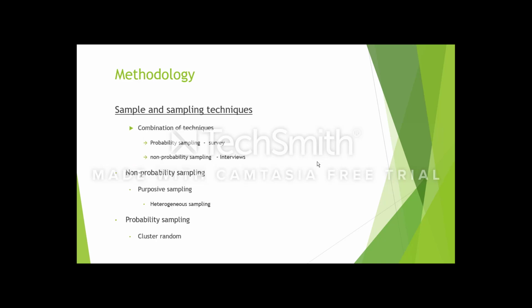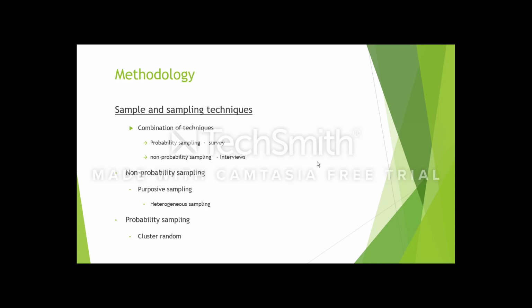Now we came to sample and sampling techniques. In this research, we use a combination of techniques: probability sampling and non-probability sampling. For probability sampling, we use surveys, and for non-probability sampling, we use interviews. For non-probability sampling, we use purposive sampling, as the interviewees will be carefully selected based on their knowledge, and purposive sampling because of the possibility to select samples that will help to answer the research question.